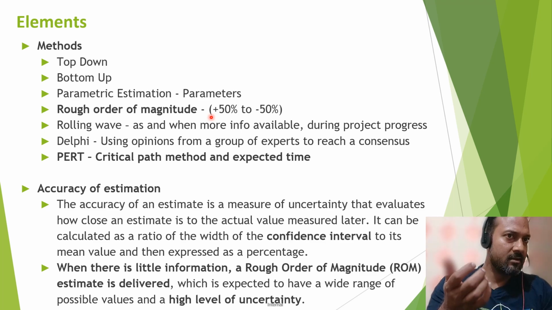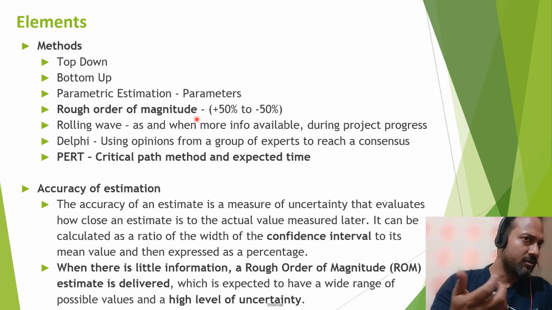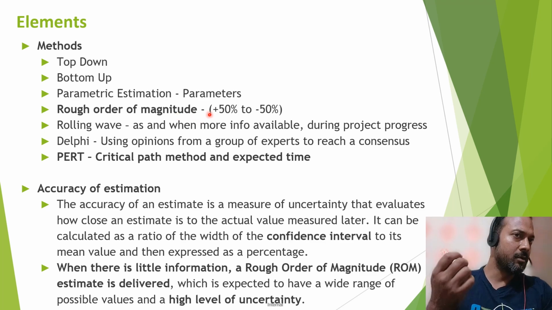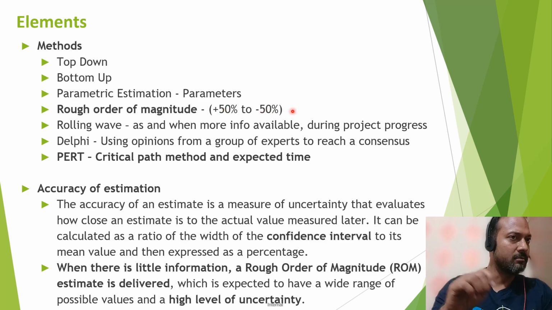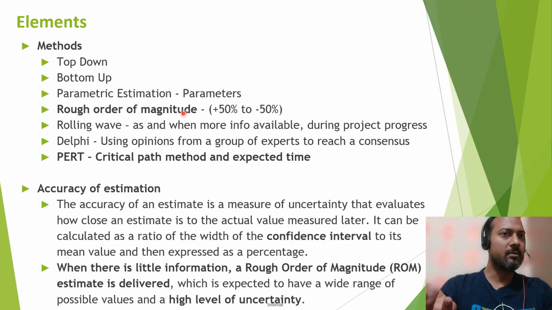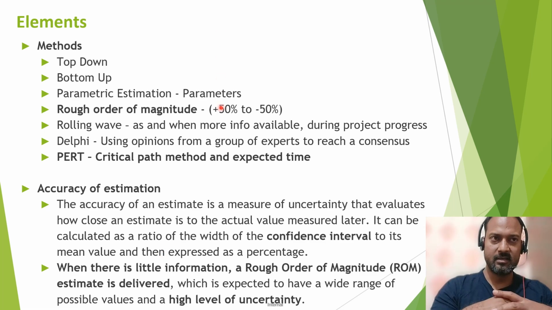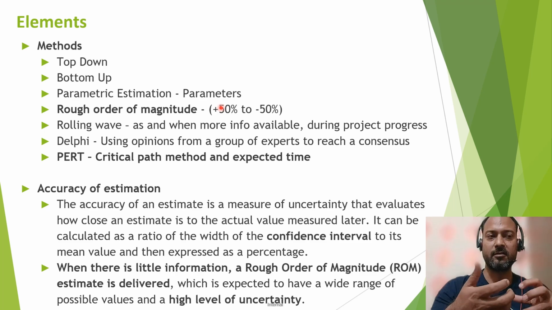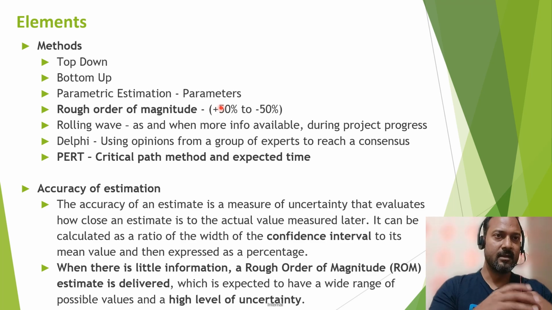Then rough order of magnitude. What is rough order of magnitude? This is important, where this can be between plus 50% to minus 50%. We'll talk about rough order of magnitude later, but at a high level, try to understand where you cannot estimate, then you apply a method which is rough order of magnitude, and that is between 50% plus and 50% minus.